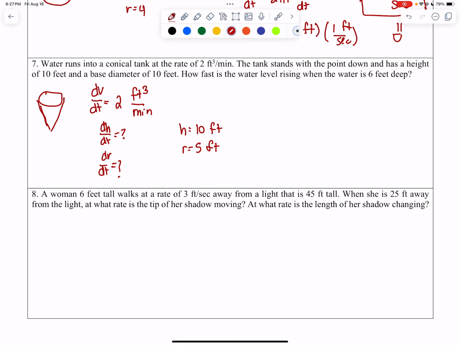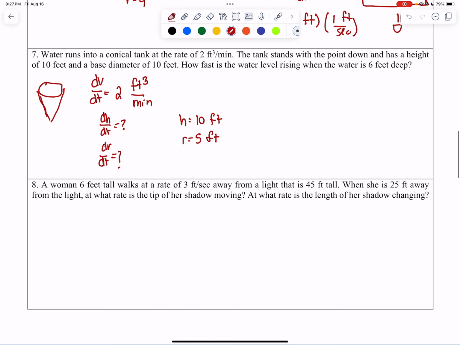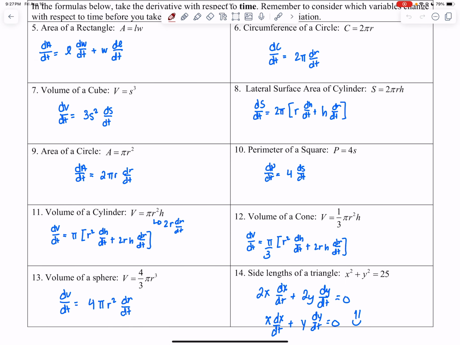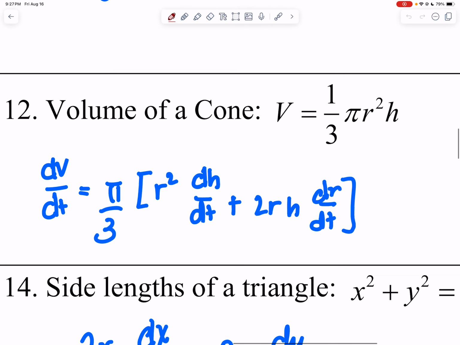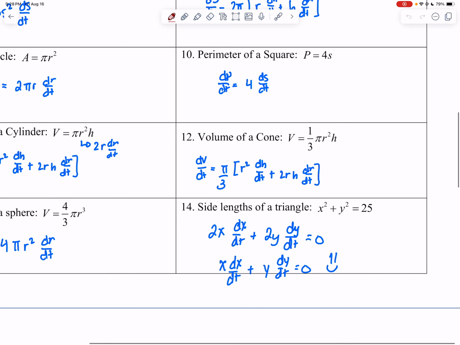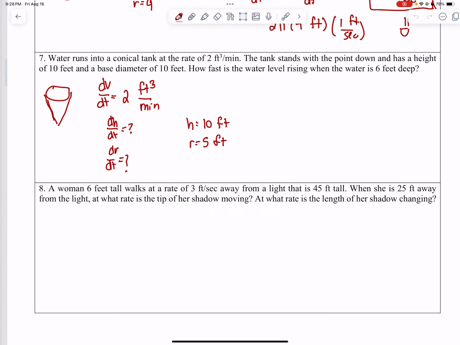Now, remember back in our intro to related rates video, we wanted to find the volume of a cone. Notice how the volume of a cone is this lovely thing right here where we have both dH/dt and dR/dt. The problem is we don't know what dR/dt is, so that's where our solution of using substitution in geometry comes into play.